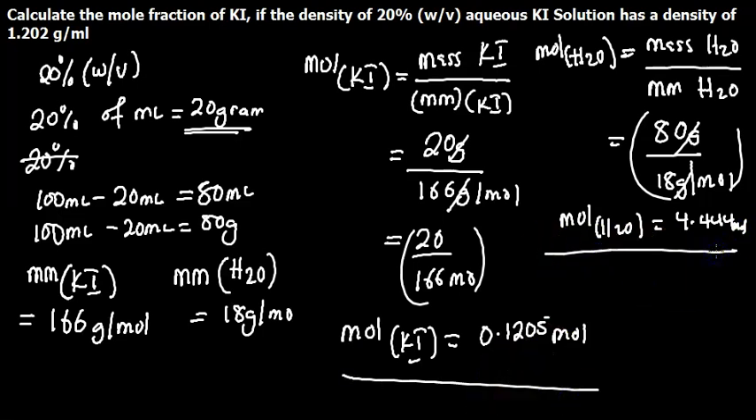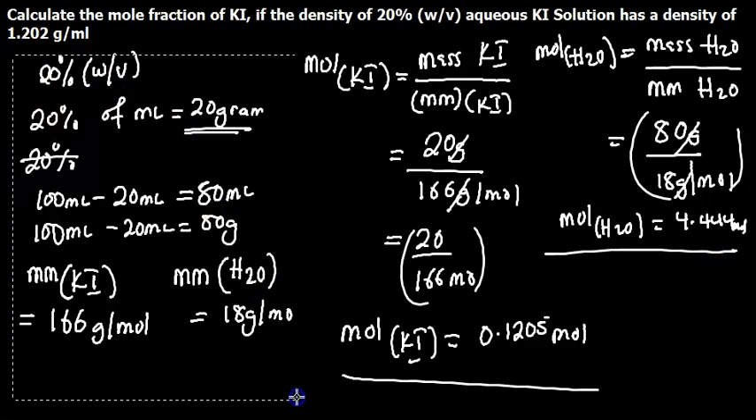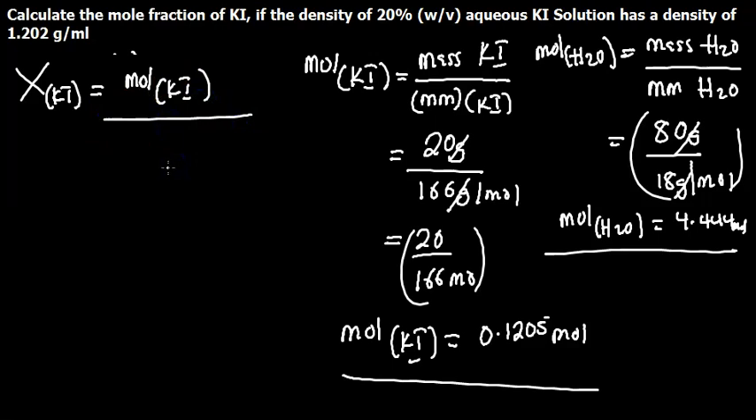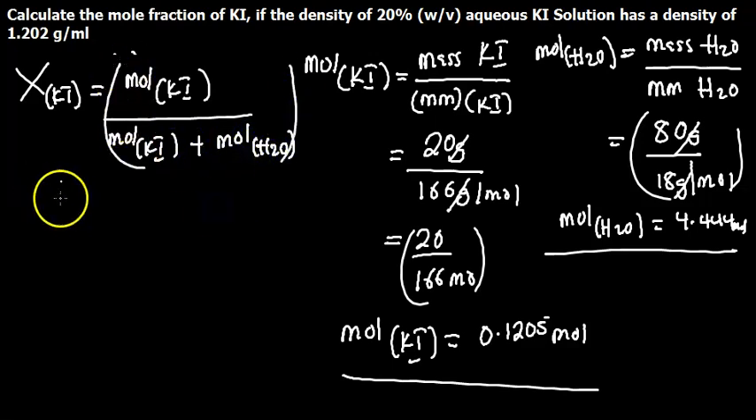So in this case, this is the moles of potassium iodide and this is the moles of water. Now, we can calculate the mole fraction of potassium iodide. How can we solve that problem? The mole fraction is denoted by chi. The mole fraction of potassium iodide is simply going to be the moles of potassium iodide divided by the moles of potassium iodide plus the moles of water, H2O.